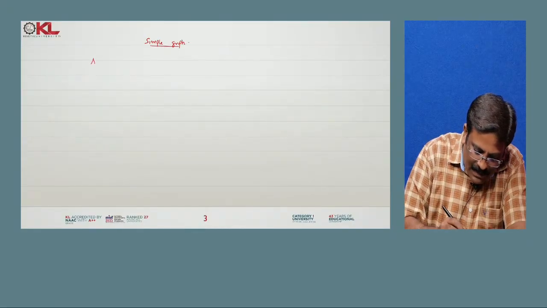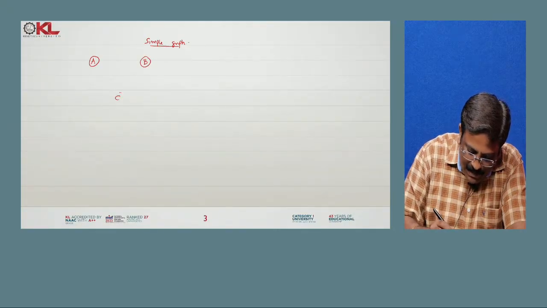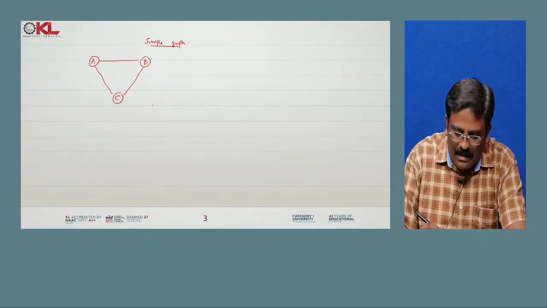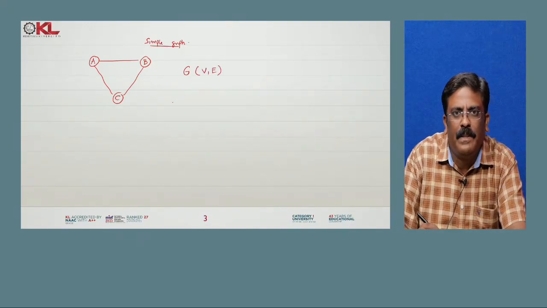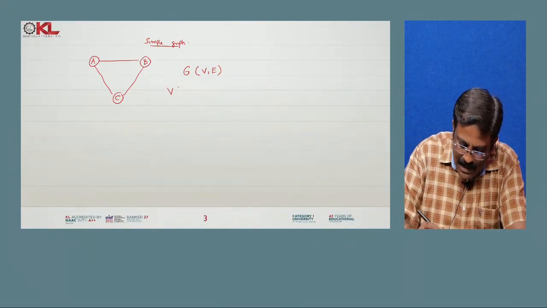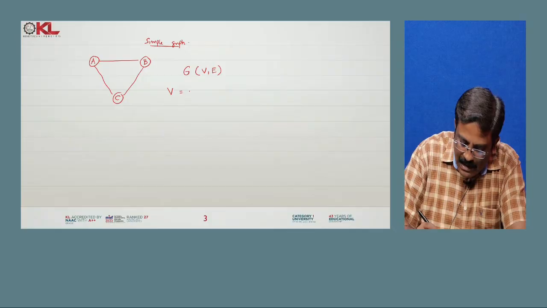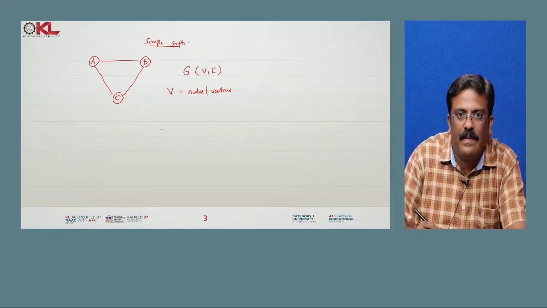If I take a graph, let's say it has nodes A, B and C, this is going to be a simple graph. In general, the graph can be represented as G(V, E). That is a simple representation of a graph, where V is nothing but the vertices, or we can say the nodes.